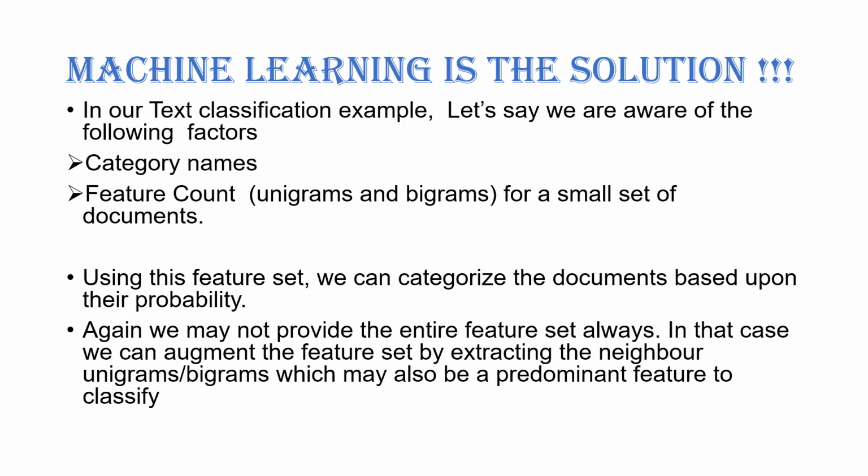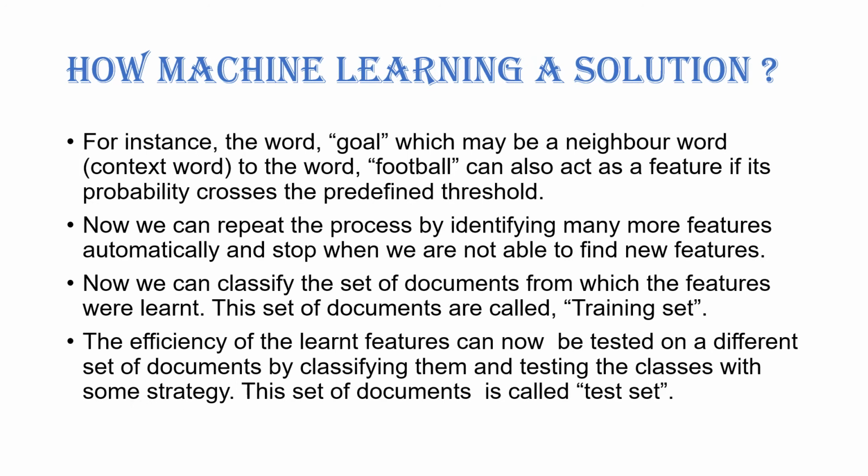One more interesting thing is also possible to do here. Not always can you have an entire coverage of features provided initially. That's also not possible, because with an increasing number of documents of huge size, it's not possible to initially provide the features. So in that case, what we can do is start with an initially small set of documents with a small set of features, and we can later augment them through iterative learning. So then, for instance, let's take the word goal.